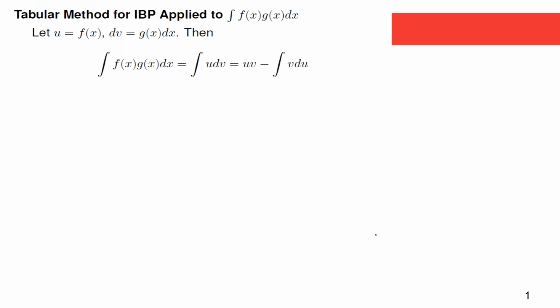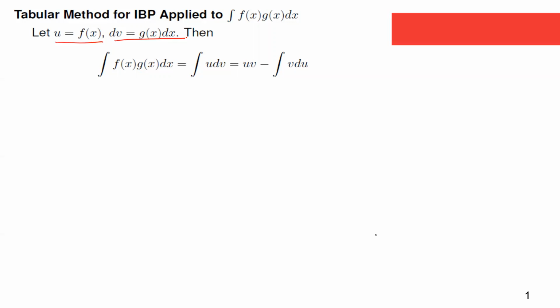In this video, I wanted to discuss how the tabular method works for integration by parts applied to the integral of two functions f and g. Let's consider the typical setting. Let u be the first factor, f of x, and dv be the second factor, g of x times dx.